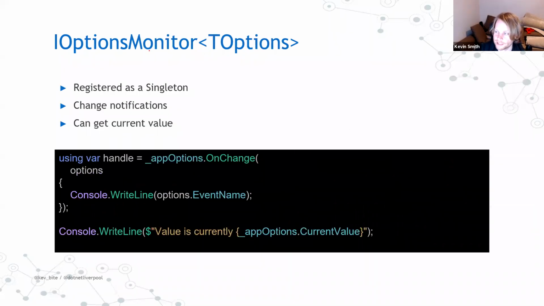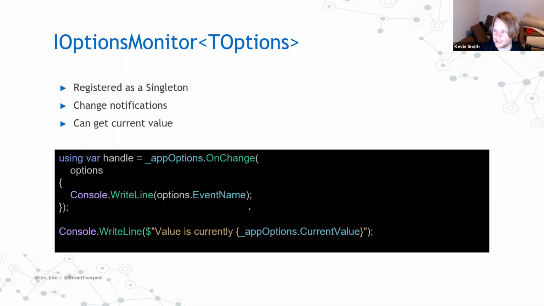IOptionsMonitor is how you can register for change callbacks. So if somebody is editing the JSON file which your configuration is loaded from, it'll give you instant notification that the configuration changed, and you can do something about it. If you've got some kind of thick client reading configuration changes, you might pop up a message to the user saying some configuration has changed, and you might want to log out and log back in again to get the new changes to your app. That is all done by this options monitor.